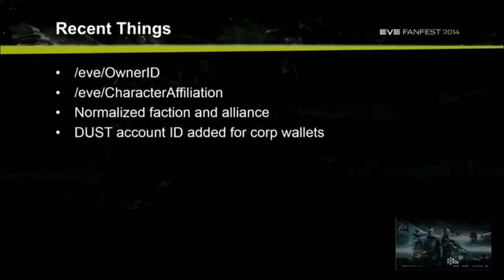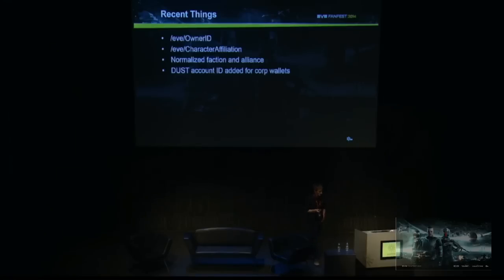If you're looking at your corporation's wallet transactions, and you have Dust members, you can now get information about that. That is on account key 10,000. So that's there as well now.